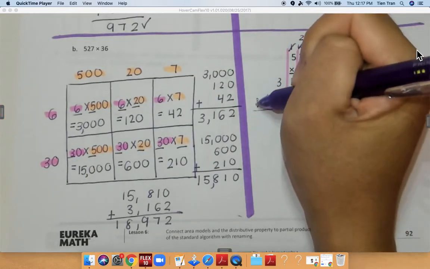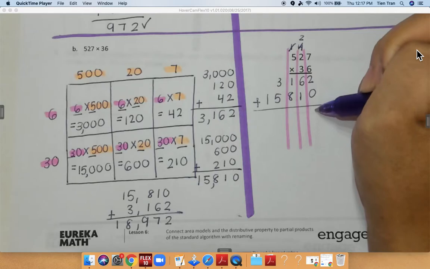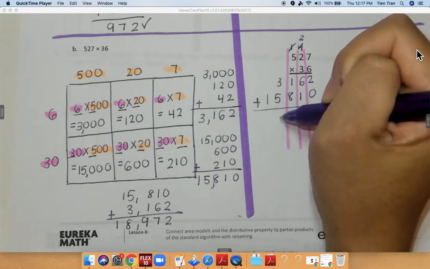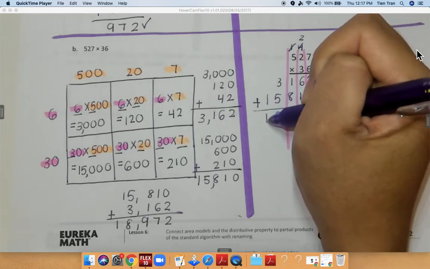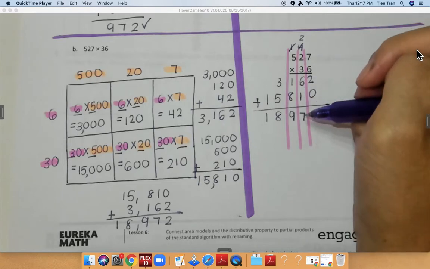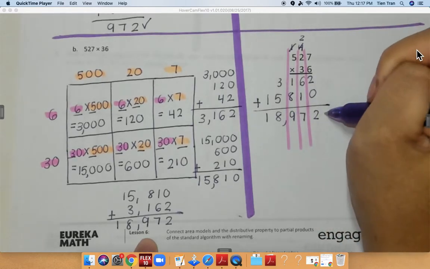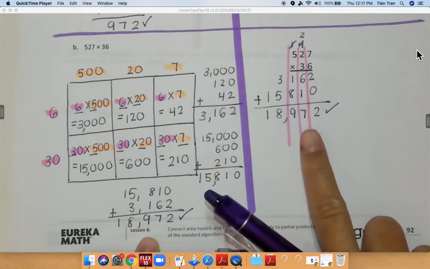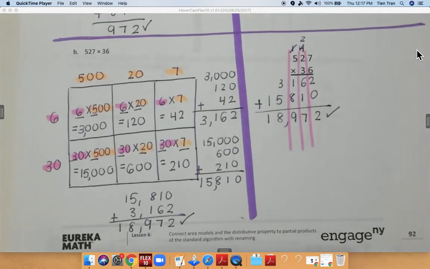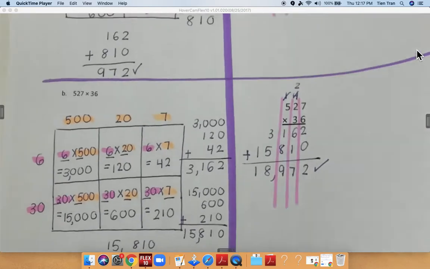Okay, I'm going to add everything together. 2 plus 0 is 2, 6 plus 1 is 7, 8 plus 1 is 9, and 5 plus 3 is equal to 8, and bring down my 1. And that is the answer I'm going to get. I got 18,972, and they are both the same. So what I'm doing is I know that it is correct. So now I can move on to the next page.